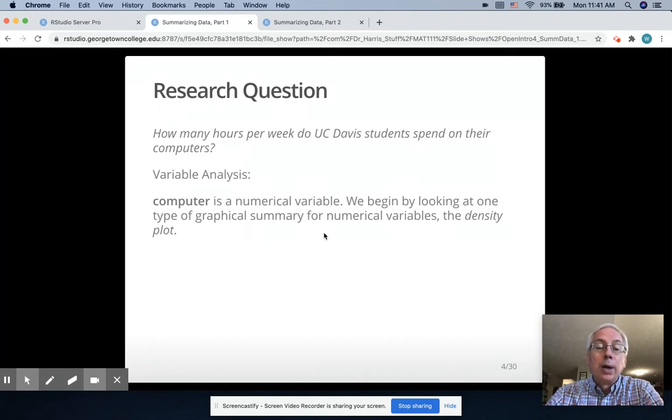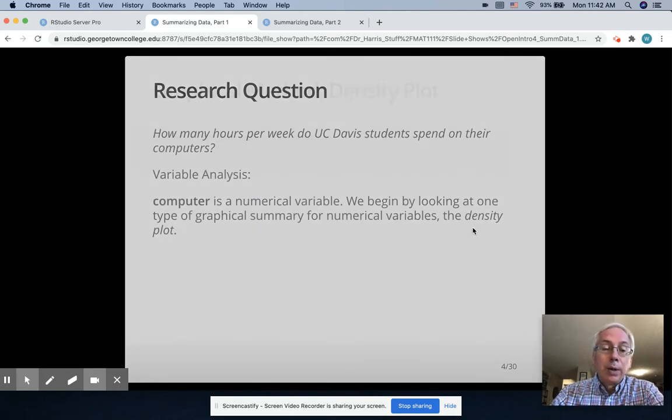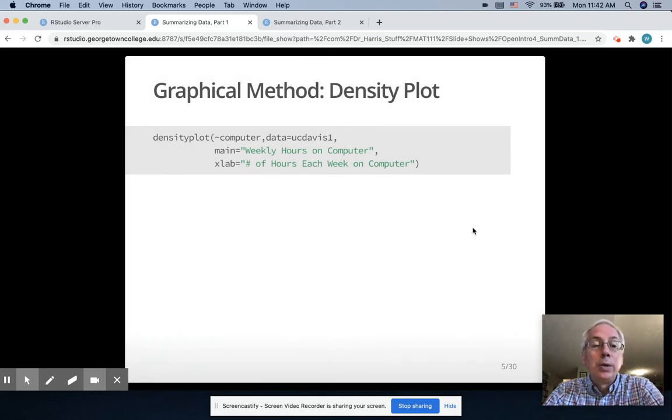And so we're going to examine what's called a density plot. It's a graphical tool for examining numerical variables, similar to a histogram, which you probably have some experience with in your past, but in some ways it's a smoothed out histogram. The command that we're going to use to get a density plot is fortunately intuitively called densityplot. And so let's take just a little bit of time to look at the structure of this command.